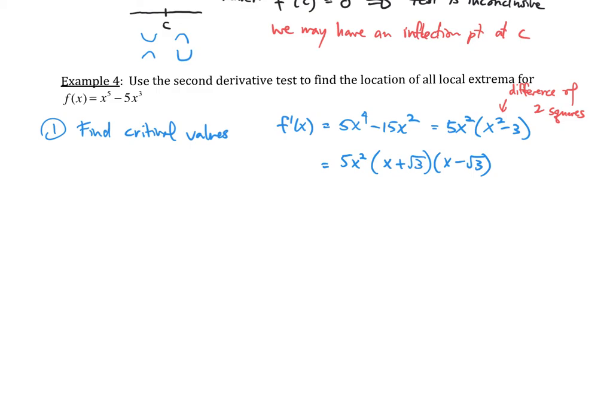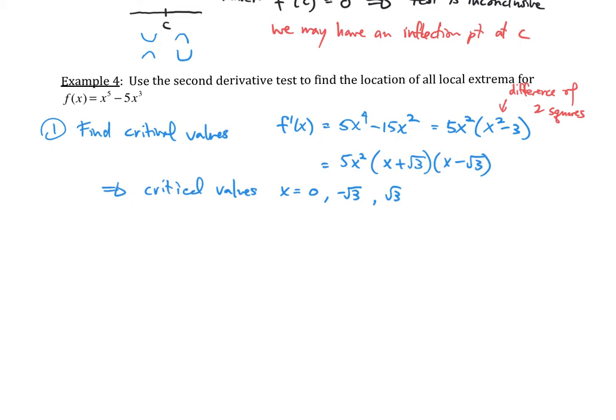So setting that derivative equal to 0, this tells me that my critical values are going to be x equal to 0. That's for this first term, x squared. It's going to be x equal to negative rad 3. That's going to correspond to the 0 of the second factor, and x equal to rad 3. And that's corresponding to the 0 of the third factor.